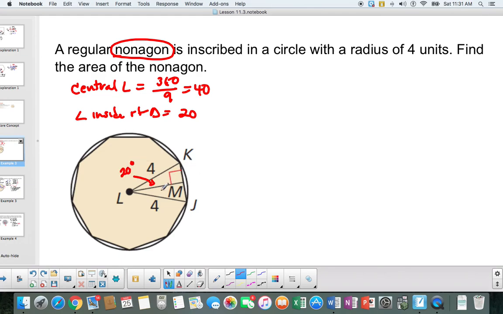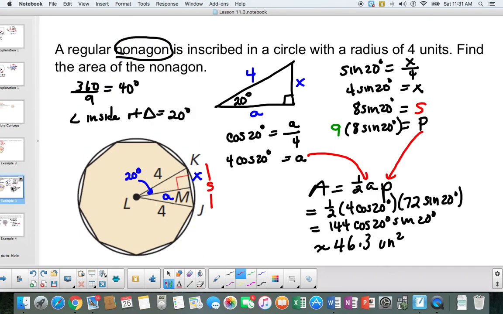Now that's going to help me find my apothem, which I will call A, and this length right here I'm going to call X. Now X will be half of the whole side. We're going to go to the next slide so you can see my computation. All right, so there's my 20, and I've drawn this right triangle nice and big so you can see it. Here's my apothem, here's my X, and here's my 4. I'm going to have to use trig to help me find my X, and you can see here's what my X is.